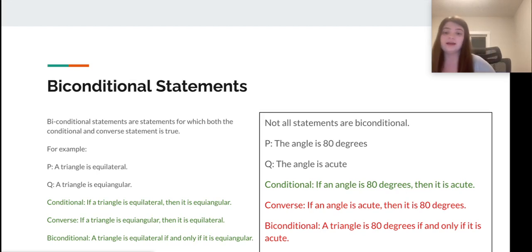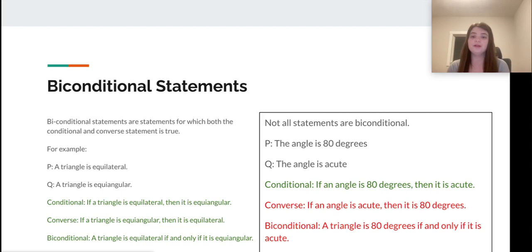However, not all statements are biconditional. Just because a conditional is true does not mean that the converse is true, and vice versa. Just because the converse is true doesn't mean the biconditional is true.